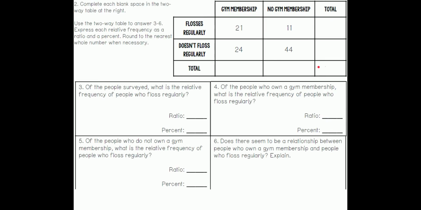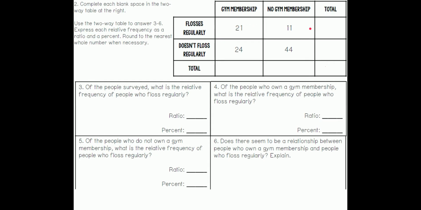Let's do another example. In this one, we need to fill out this table. So complete the blank spaces in this two-way table and use the two-way table to answer the questions. Round your percentages to the nearest whole number if necessary. So it looks like people were asked whether they had a gym membership or no gym membership, and they were also asked whether they floss regularly or whether they don't floss regularly.